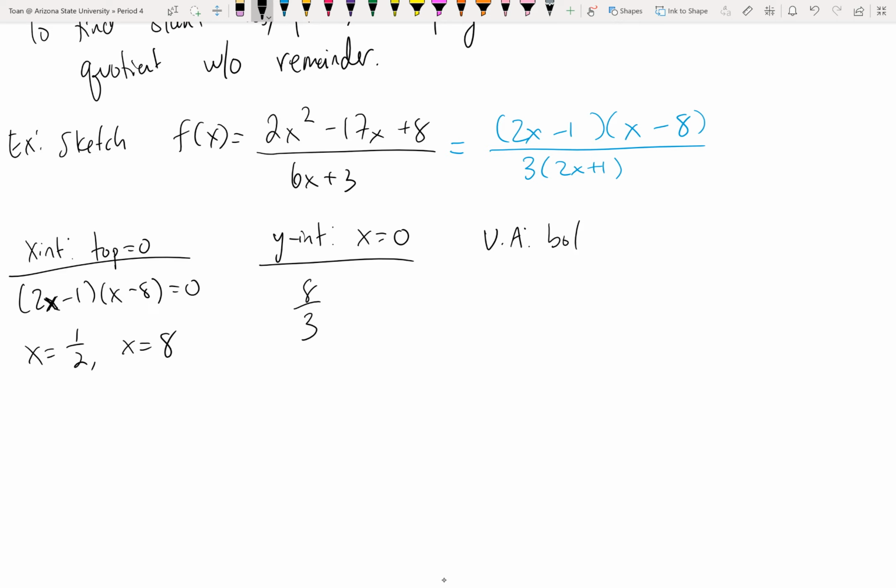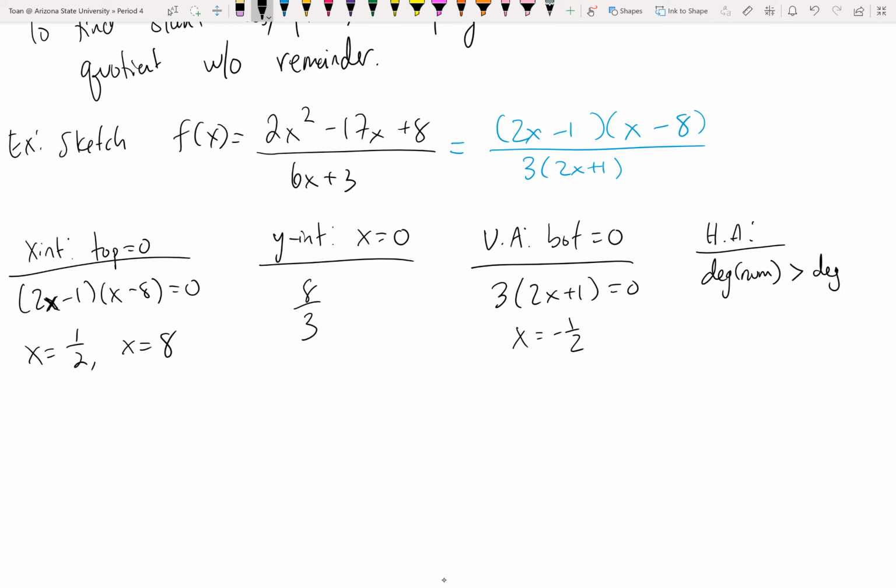Next is the vertical asymptotes. That's the bottom equal to 0. So that's 3 times (2x plus 1) equals 0. Hopefully that's pretty simple. x equals negative 1/2. And the horizontal asymptote, we've already said before, the degree of the numerator bigger than the degree of the denominator means, therefore, none. You do not have horizontal asymptotes.